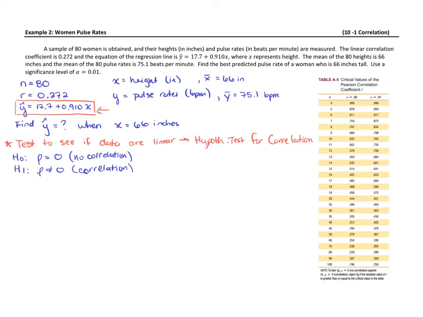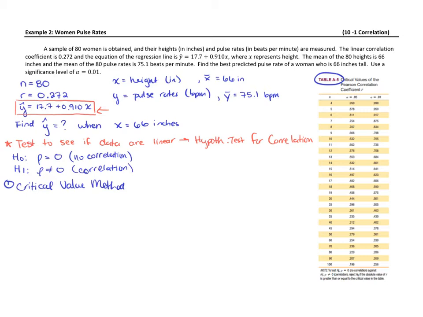Okay, so I'm going to show you the critical value method and the p-value method for testing to see if the data between women's height and pulse rates are linear or not. So first let me show you how to use the critical value method. So the critical value method means that we need to have critical values. So I'm going to use Table A-5 in the appendix here to get the critical values.